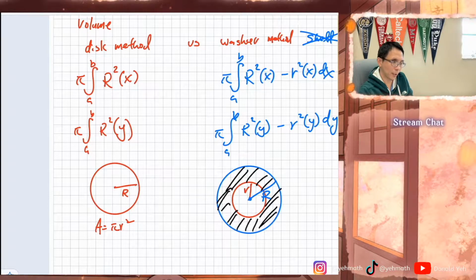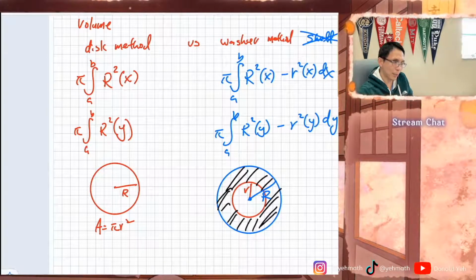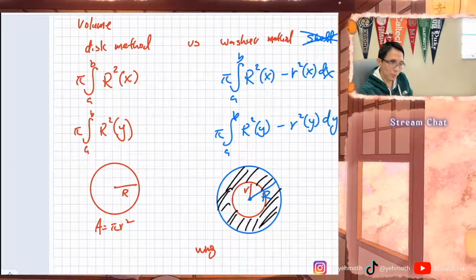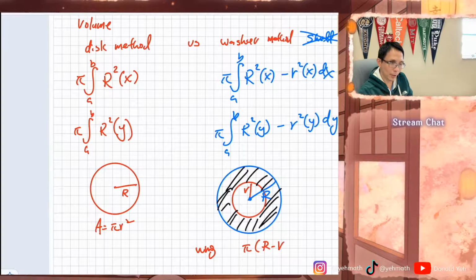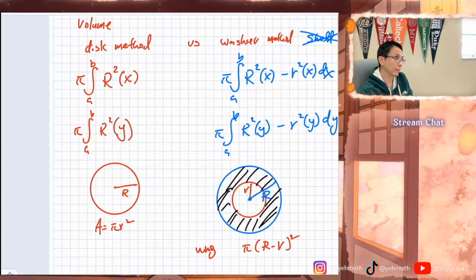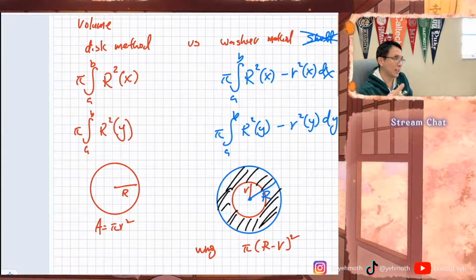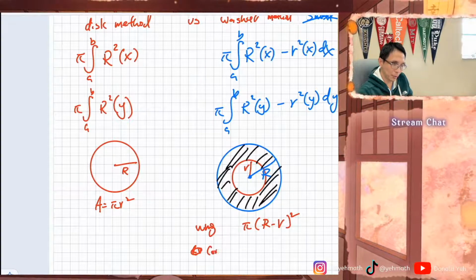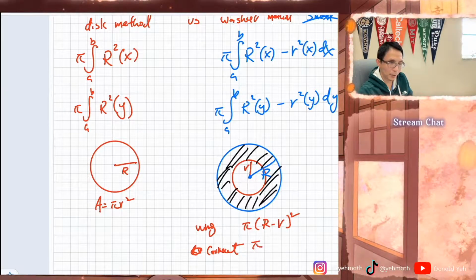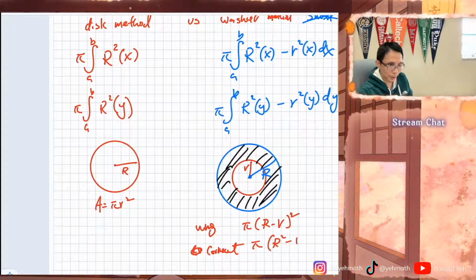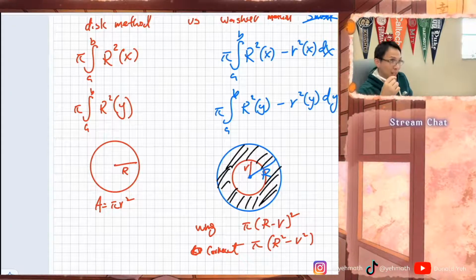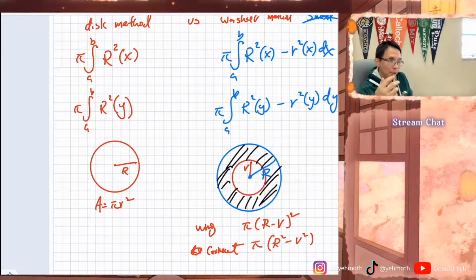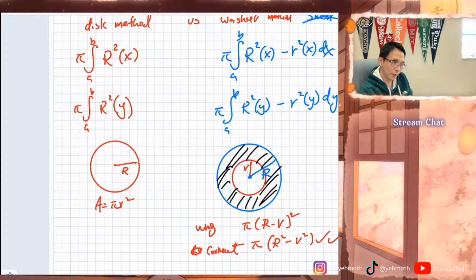Probably ceramic, yeah. In this case, a lot of people thought it's this, but it's wrong. The wrong perspective is they say pi R minus r squared, and that's wrong. I'm going to give you an example why it's wrong. The correct one is actually this. They should write it down: it's going to be pi of R squared minus r squared. Some people say they look the same. They're not the same, because if you distribute that inside, there's a middle term. So the second one is correct. The first one is wrong.